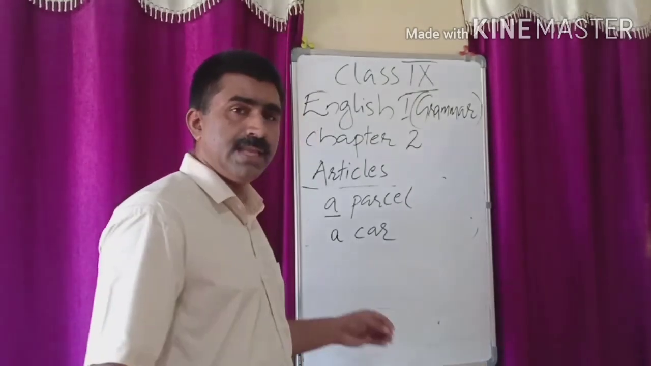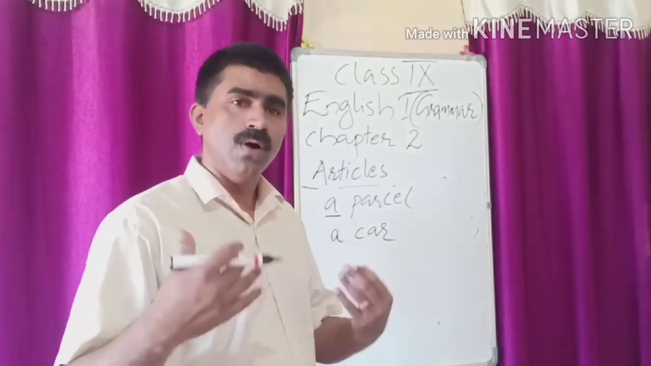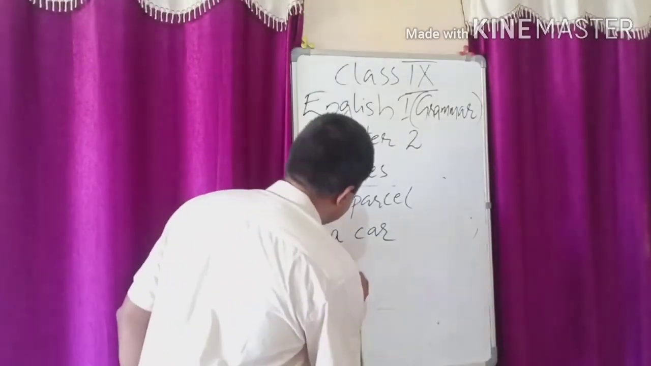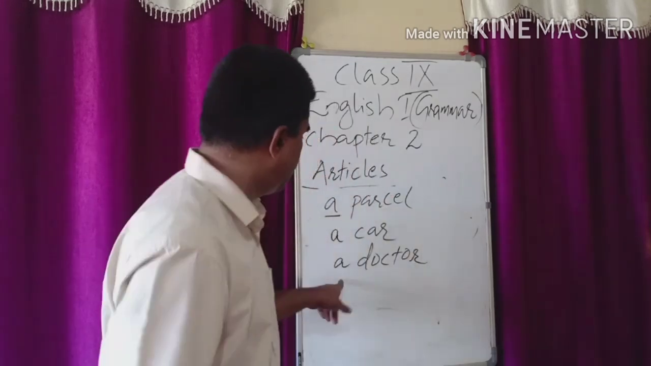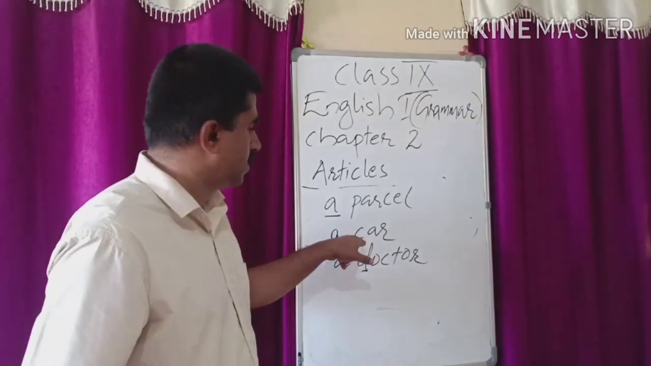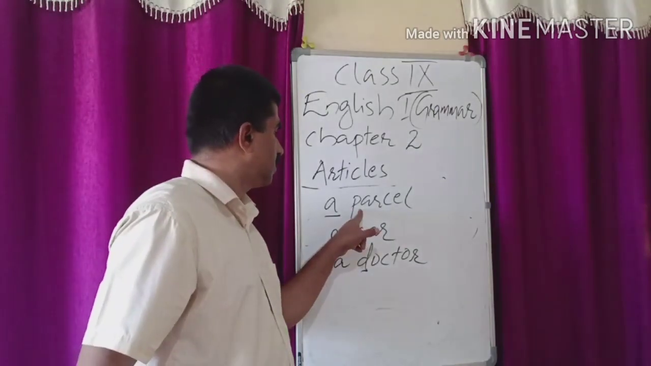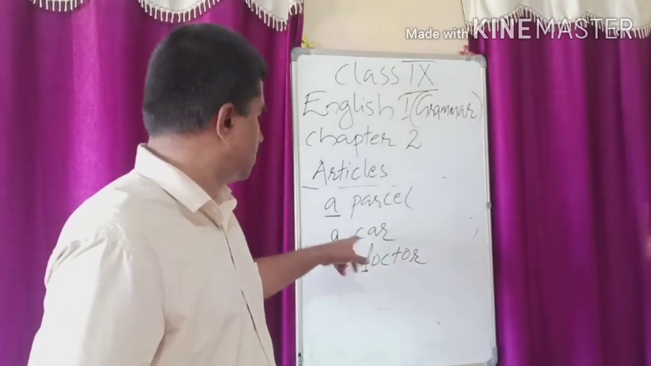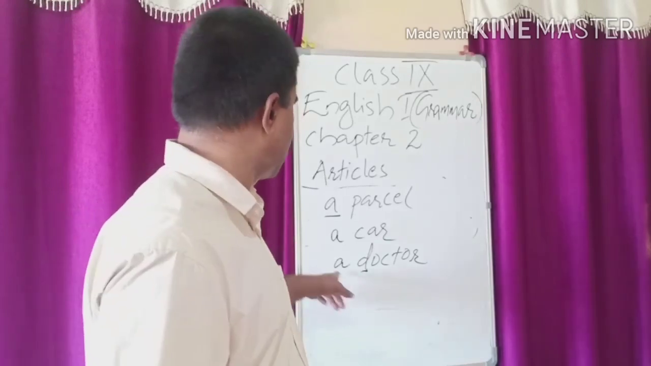Again we use the indefinite article before the name of some occupations. For example, my father is a doctor. So here, before doctor, the name of an occupation, showing one, and also a single countable noun. So these are some of the functions where we use indefinite articles.